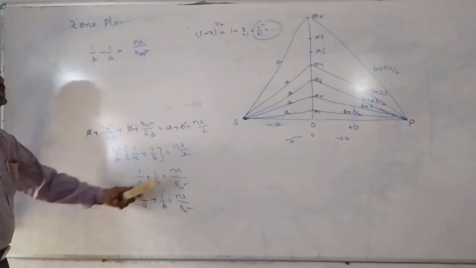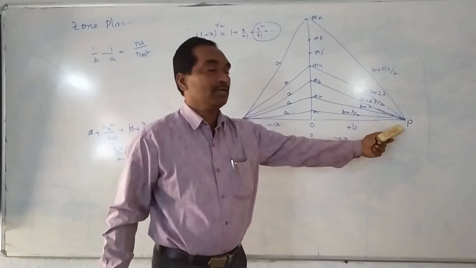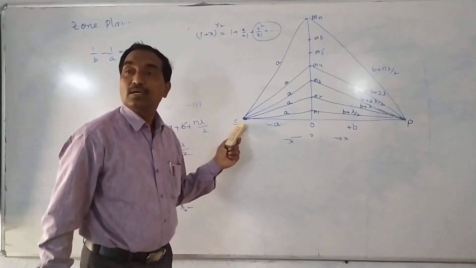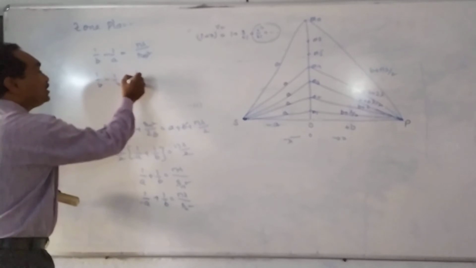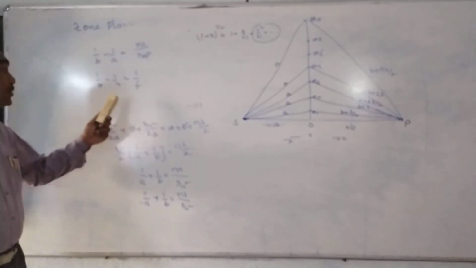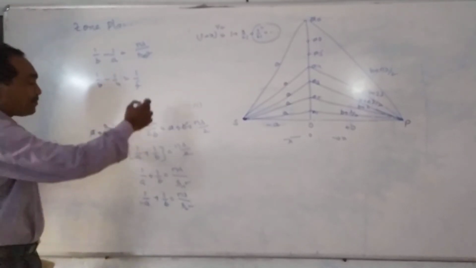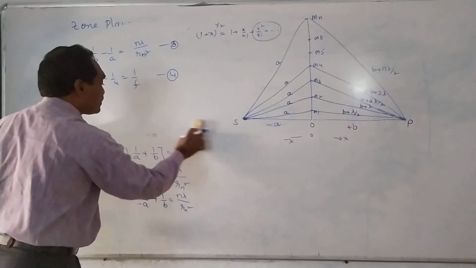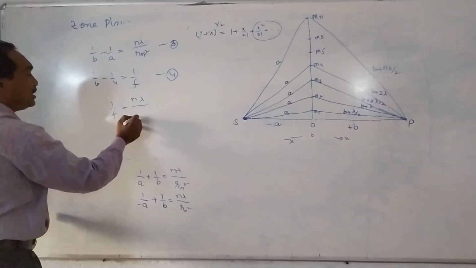What is this B? B is the image distance, because P is the image point on the screen. S is the source, that is nothing but the object, and A is the object distance. When compared to optics, we know 1 by V minus 1 by U is equal to 1 by F, where F is the focal length of the convex lens, U is the object distance and V is the image distance. Same as this. So when you compare these two equations, 1 by F is equal to n lambda by Rn square.